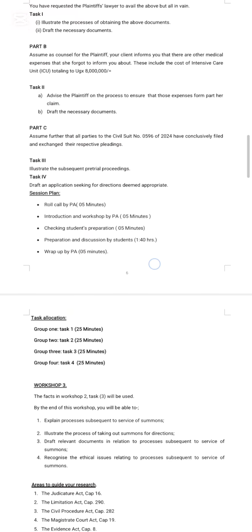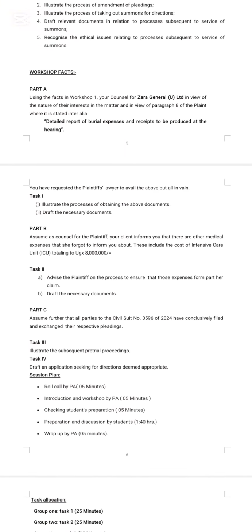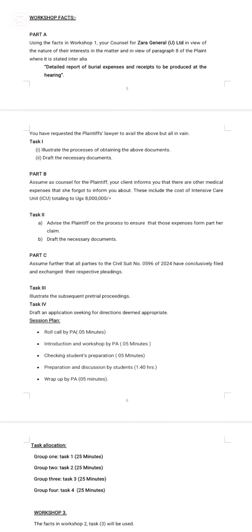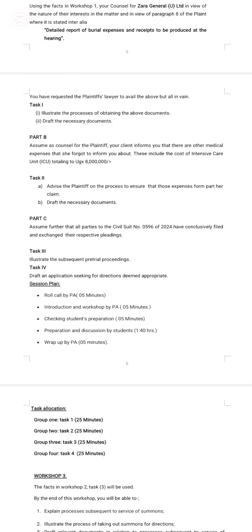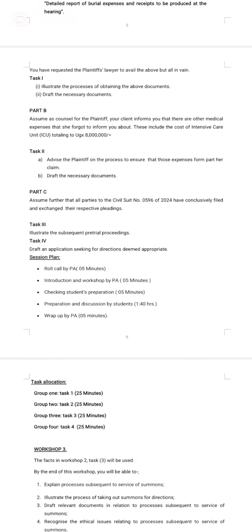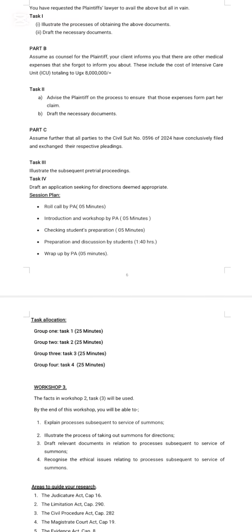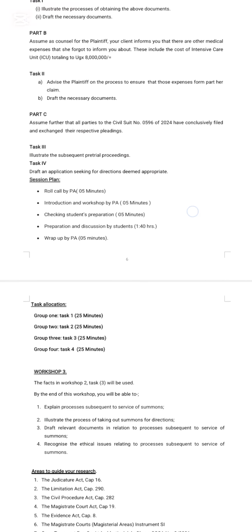Part A, documents: it's a chamber summons supported by an affidavit. Then part B. Assume as counsel for the plaintiff, your client informs you that there are other medical expenses that she forgot to inform you about. These include the cost of the intensive care unit, totaling to Uganda shillings 8 million. Advise the plaintiff on the process to ensure that these expenses form part of her claim, and the necessary documents.